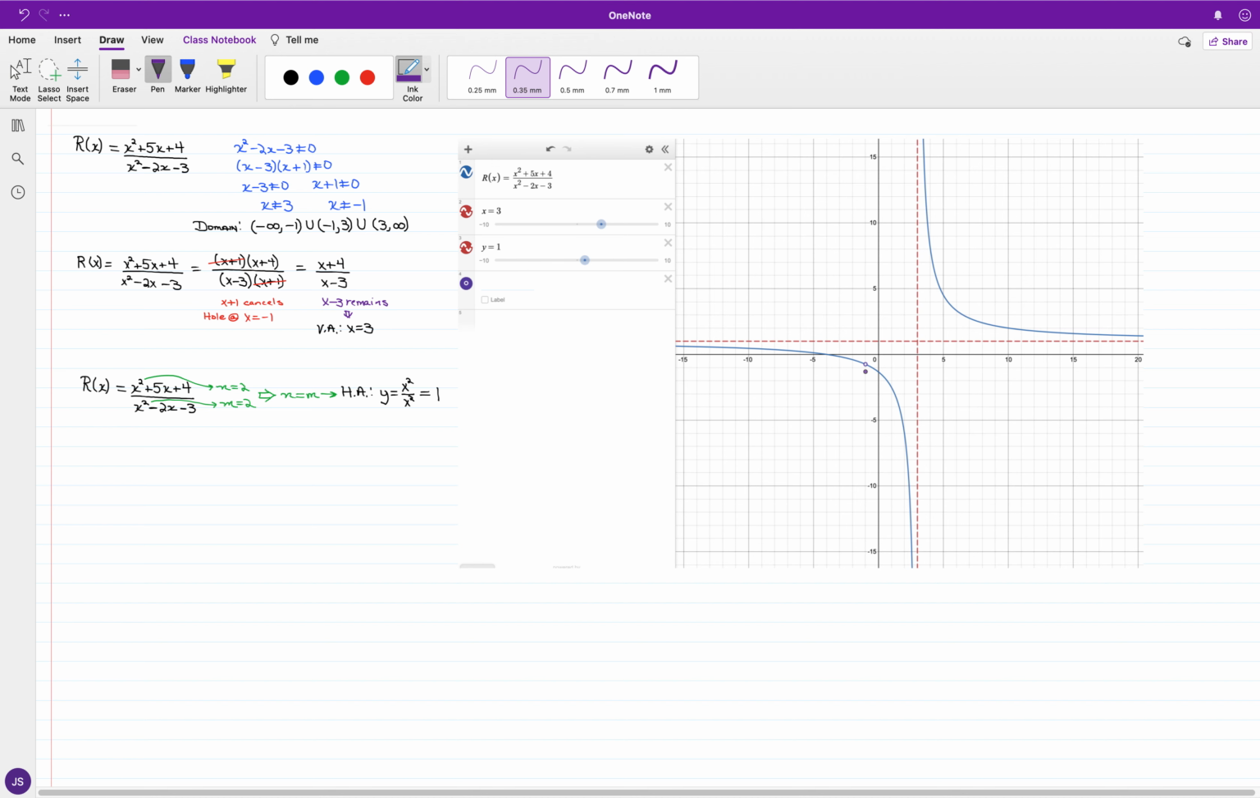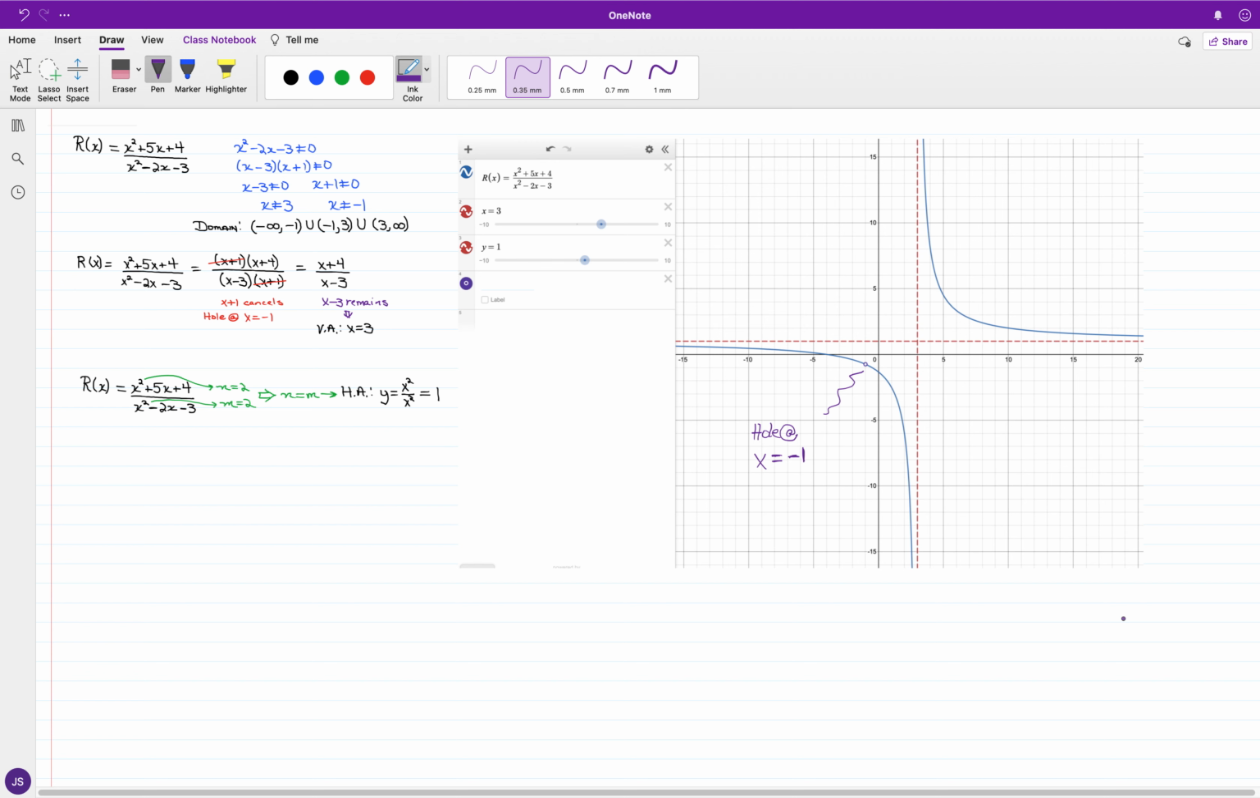Okay, so again, at this location, this is just an illustration of what we have for this rational function along with the asymptotes. And again, the rational function does have a hole situated at x is equal to -1.